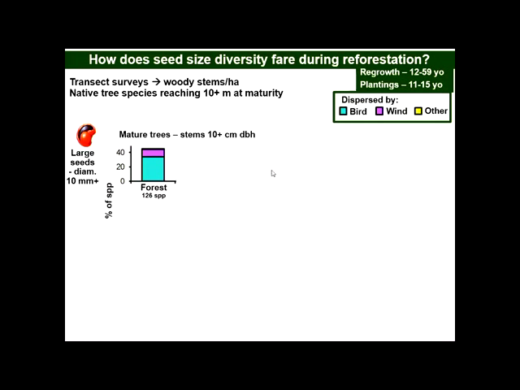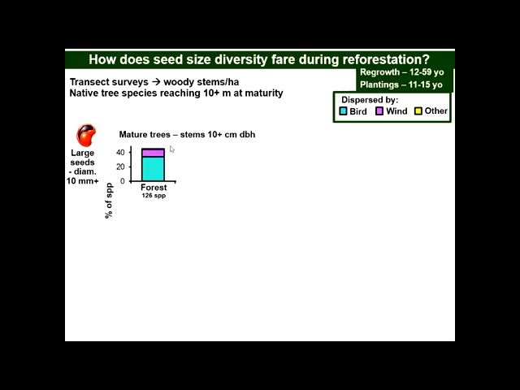What happens with seed size diversity? Well, this is in our reference rainforest sites in North Queensland, and I am choosing to look only at native tree species that achieve a height of maturity of at least 10 metres. So I'm looking at bigger trees. And if we take our survey data and look only at what I'm calling the mature stems, around 10 centimetres or more in diameter, this is the percent of species with large seeds.